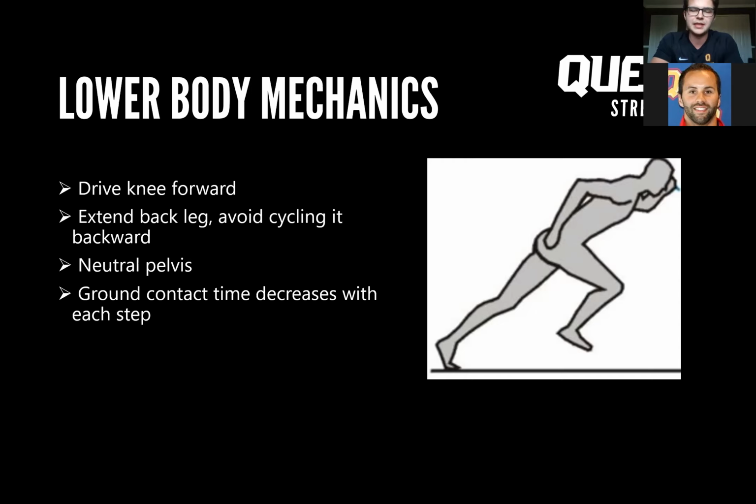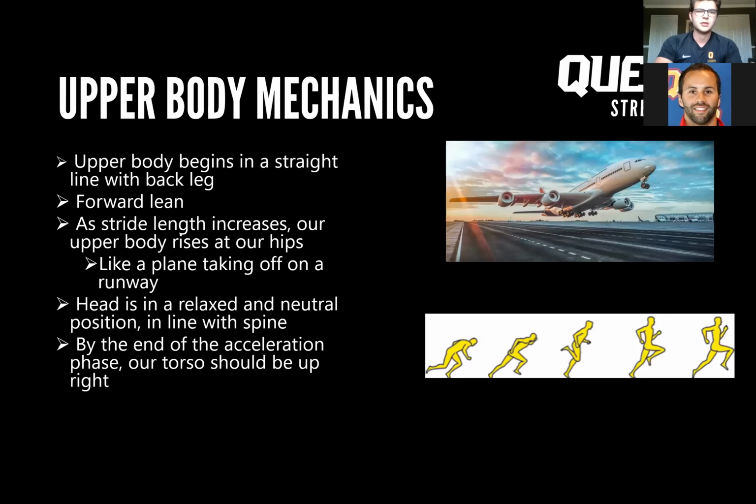And with each step in this point in acceleration, the ground contact time is decreasing. So at the start, we need it to be a little bit longer so we can get that horizontal push. But as we start to build up speed, we want our ground contact time to be as little as possible. So moving into our upper body.